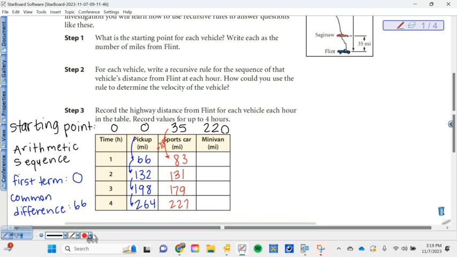All right, and then let's look at the minivan. Oh, actually, if we look at the sports car as an arithmetic sequence, what is the first term of that sequence? Good, 35. And what is the common difference? 48. Good. And now let's look at the minivan. So the minivan's driving 72 miles an hour. And it started at 220. So where's it going to be after an hour?